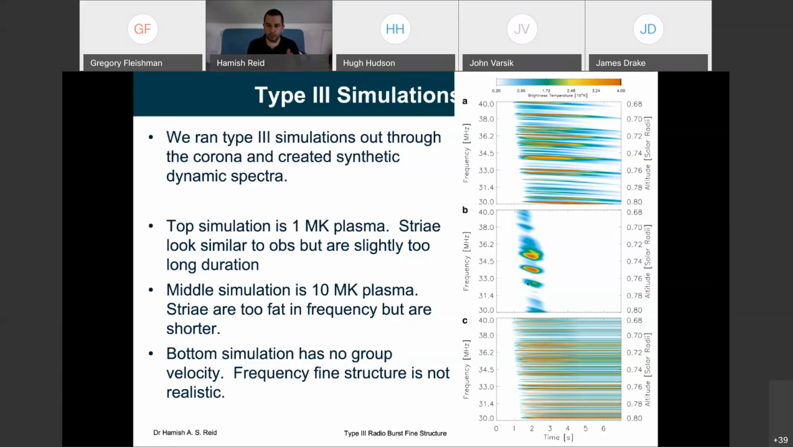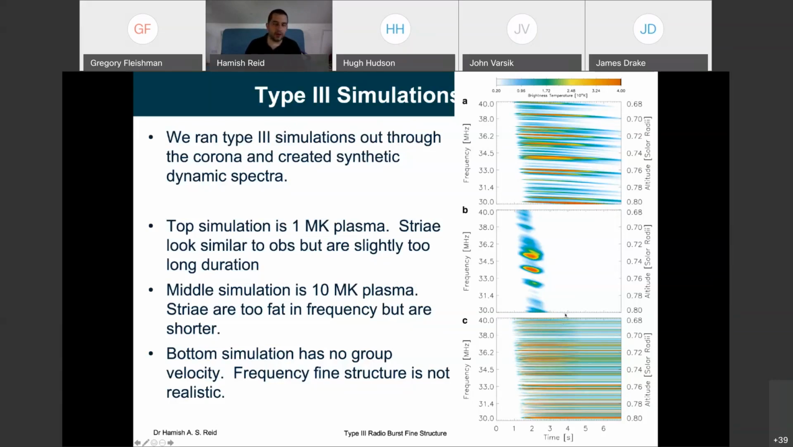They don't look like the striae that we see from the LOFAR observations. And finally, the bottom panel, you have striae produced with a simulation with no group velocity. And so you can see that there's a lot more fine structure, but actually too much fine structure. The type 3 burst is no longer representative of the observed striae burst, and also goes on for far too long. So the group velocity is playing a significant role.